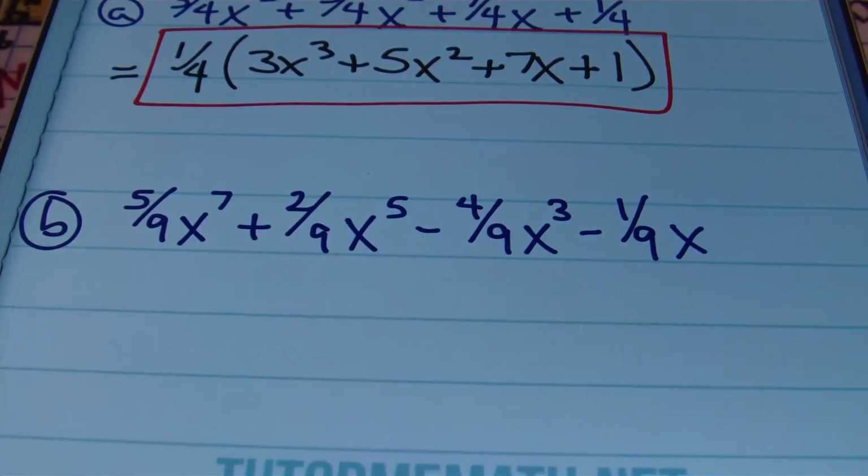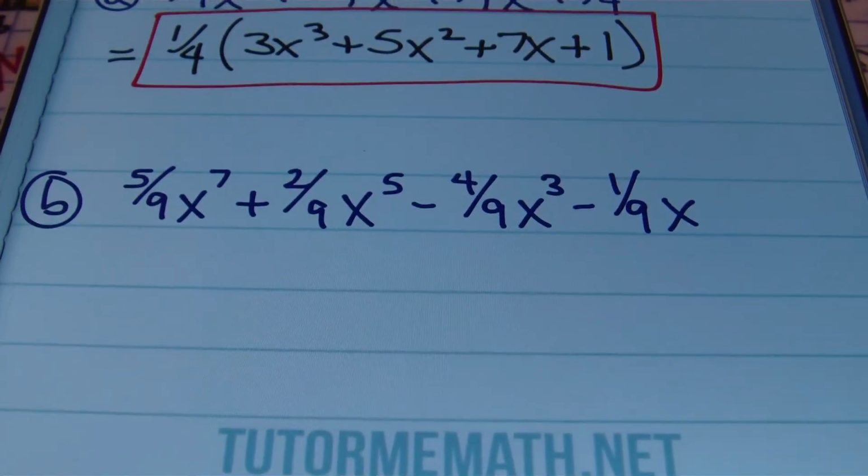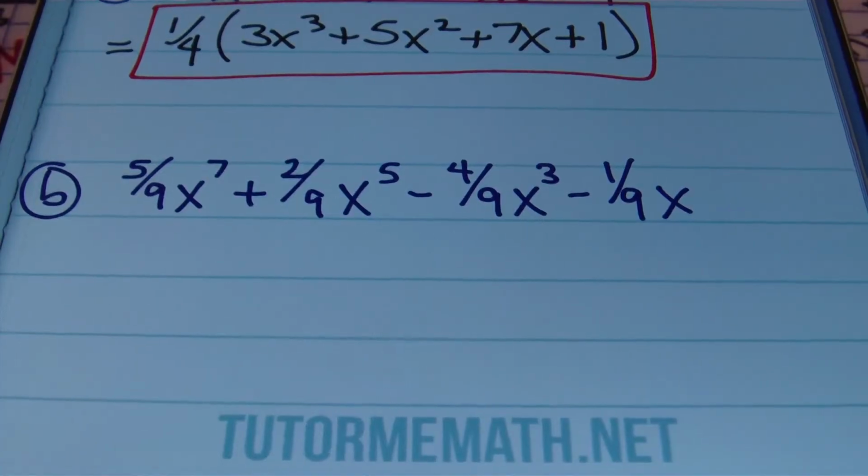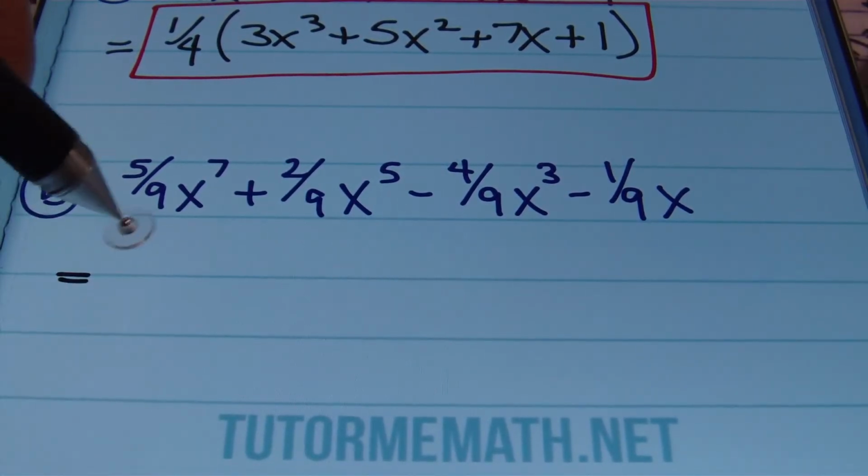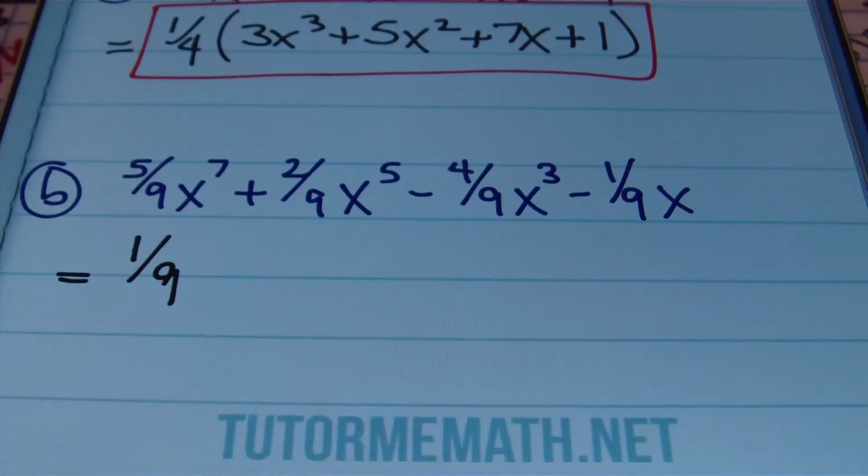All right, that was problem 5A, and now I'm on to 5B. In 5B, we have 5/9 x to the 7th power plus 2/9 x to the 5th power minus 4/9 x cubed minus 1/9 x. What do you see in each of these terms? Say it. Exactly. You see a 9 in each of the denominators, right? So we already know that as a coefficient, 1/9 is what they all have in common.